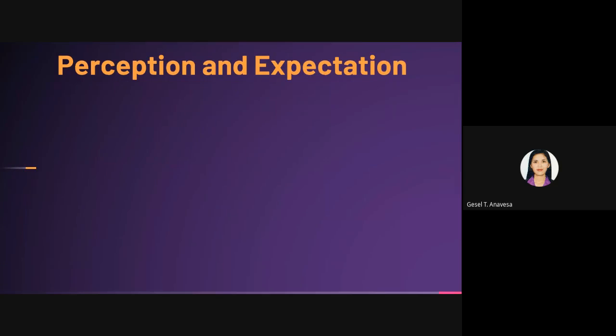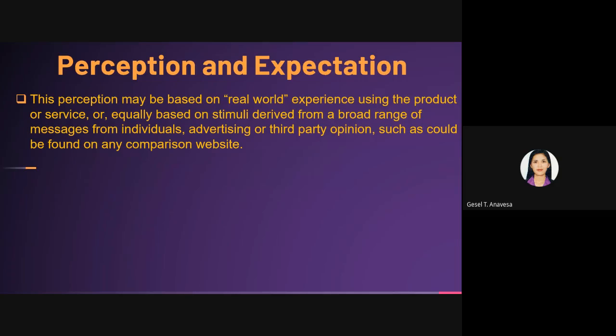So in terms of consumers' perception and expectation, as I have said, consumers can be both organizations and individuals. Both have perceptions and place value on the quality of a particular product or service. Based on their own view of the product or service, they have different perceptions of whether they are going to use it or not. This perception may be based on real-world experience using the product or service, or equally based on stimuli derived from a broad range of messages from individuals, advertising, or third-party opinions, such as could be found in any comparison website.